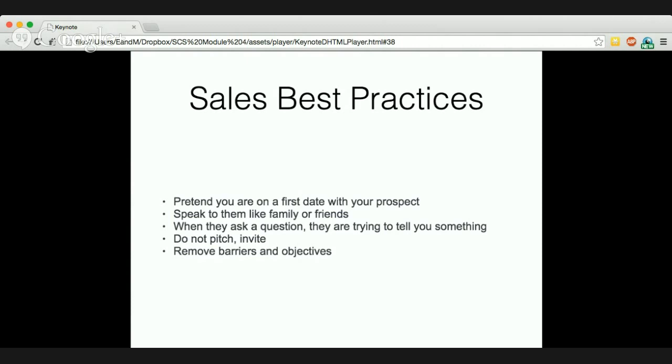Pretend you're on a first date with your prospect. And I would say the PG part of the first date. You are polite, and you're on time, and you're well-dressed, and you are there to impress and be a gentleman or gentle lady. Speak to them like family or friends. You don't need to be formal. You can be speaking to someone as if they are a friend.